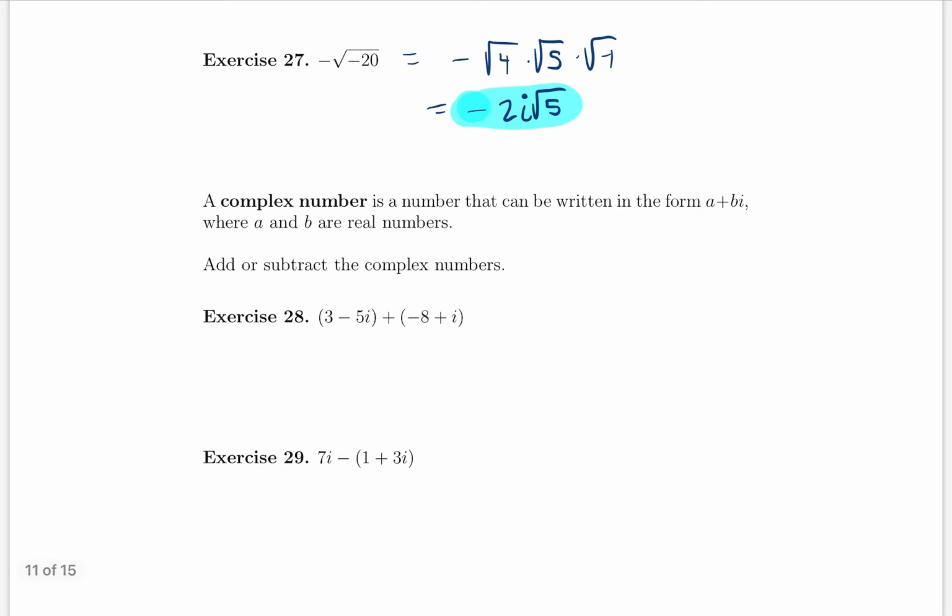So a complex number is a number that can be written in this form: a plus bi, where a and b are real numbers. This is called the real part, and this is called the imaginary part.